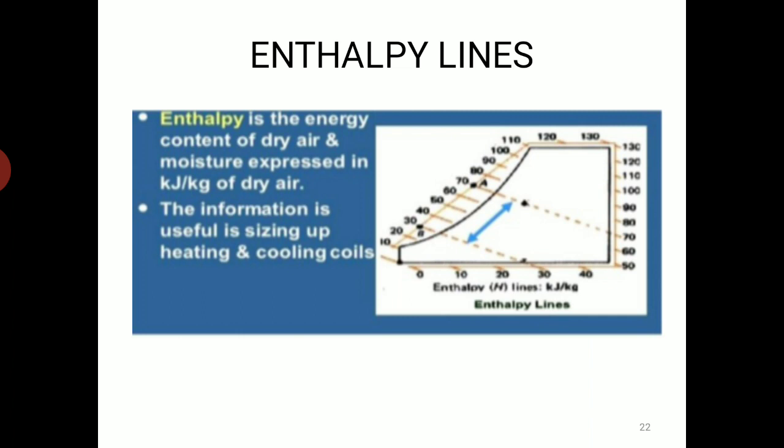Remember this, it is very important. Enthalpy values can be seen only with reference to the wet bulb temperature lines. The wet bulb temperature dotted lines are there, and corresponding to those wet bulb temperature lines only we have to read the enthalpy lines. Try to remember this very important part. I'll repeat: if I want enthalpy values, we have to refer to the wet bulb temperature lines only. Fine.